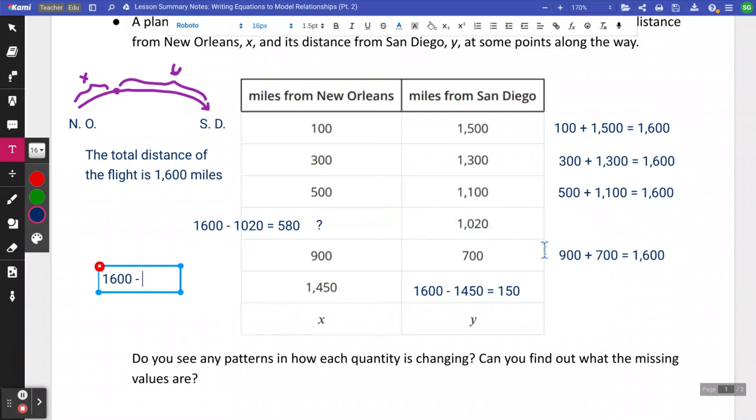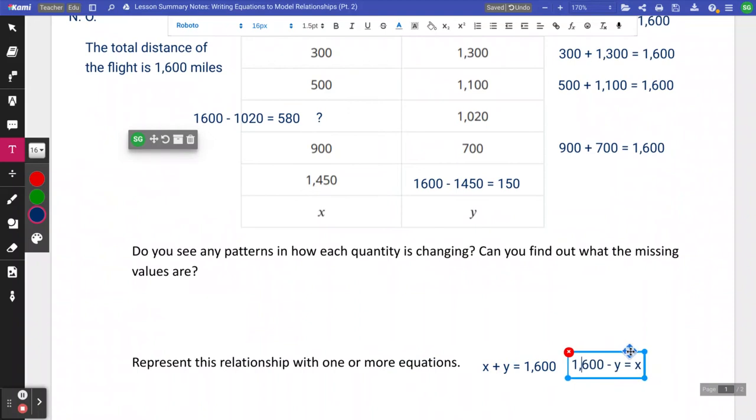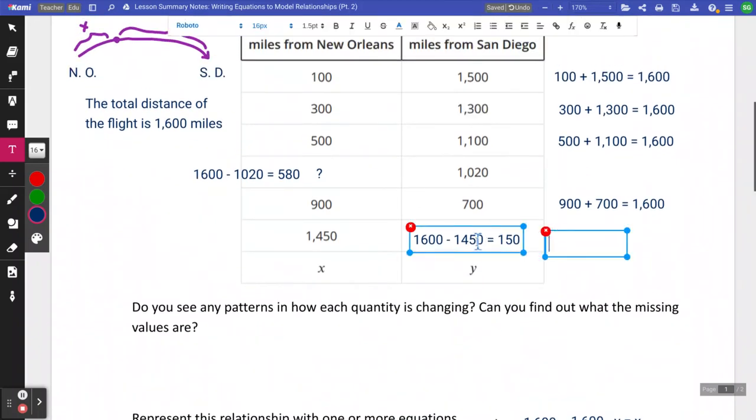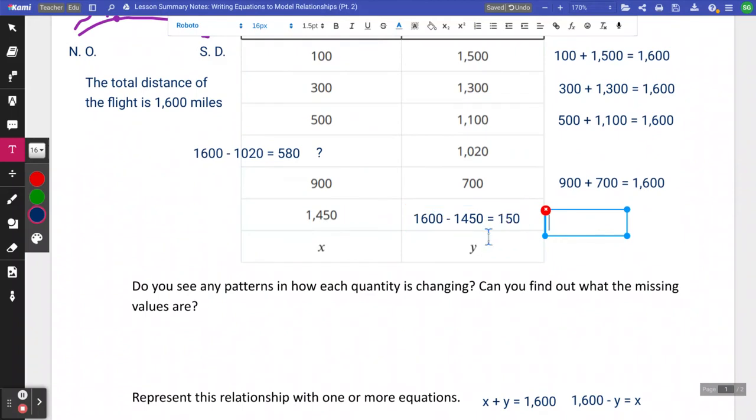That was the y value. So I'm going to say 1600 minus the y value to calculate 580. And 580 was that missing x value. So this right here, 1600 minus y equals x, that could be another equation representing this table here. Go ahead and look at this row here. There's a third equation we could write as well. See if you can figure out what that third equation is. And if you get stuck, think about what math you had to do here to figure out that missing y value.